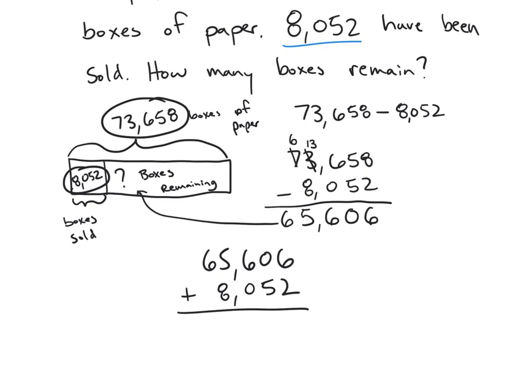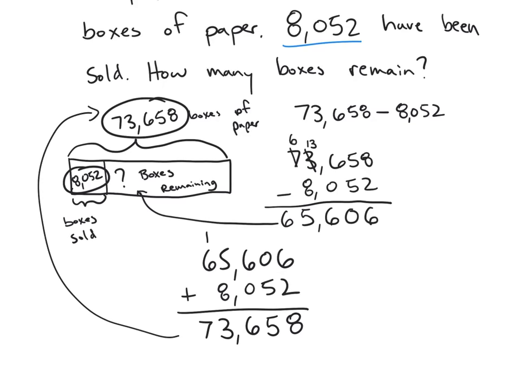So I'm going to check with addition here. 6 plus 2 equals 8. 0 plus 5 is 5. 6 plus 0 is 6. 5 plus 8 is 13. And 6 plus 1 is 7. So I get my total answer of 73,658. And that matches exactly with the total of my tape diagram. So I have checked my work, and I have guaranteed that my answer to the problem is there are 65,606 boxes remaining.